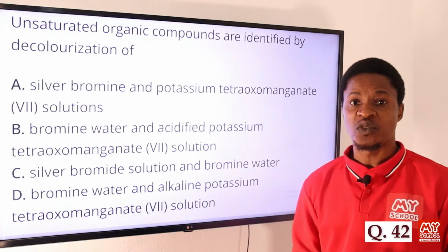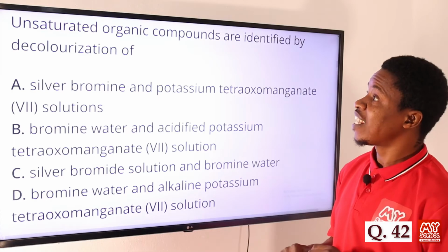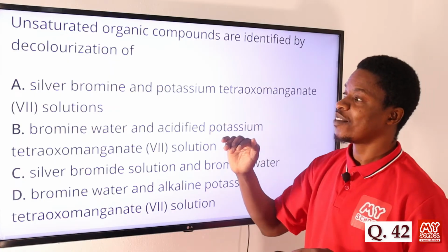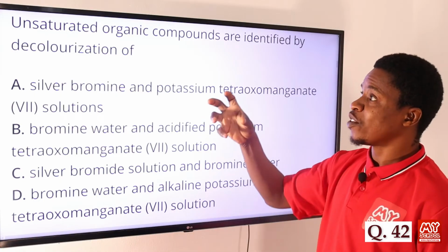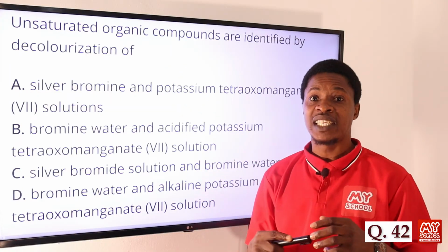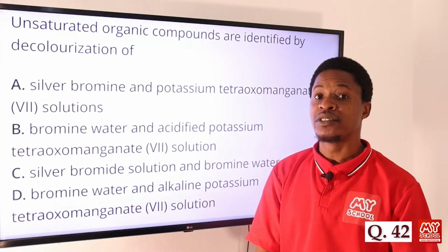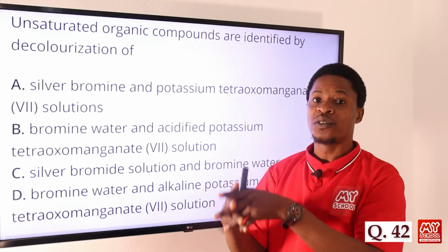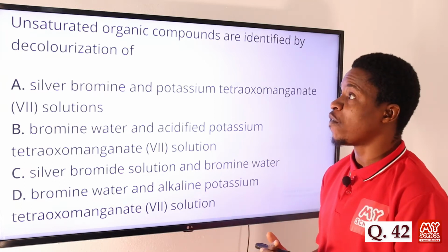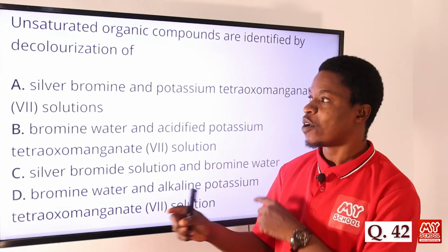Now, let's move on to the next question. Question number 42. Unsaturated organic compounds are identified by decolorization of. There's the characteristics of unsaturated organic compound. When we talk about unsaturated organic compounds, we are talking about the alkenes and the alkynes, okay? Remember that the alkanes are saturated hydrocarbons, while alkenes and alkynes are unsaturated hydrocarbons. So how do we test for the presence of unsaturated organic compounds? It is by decolorization of what?